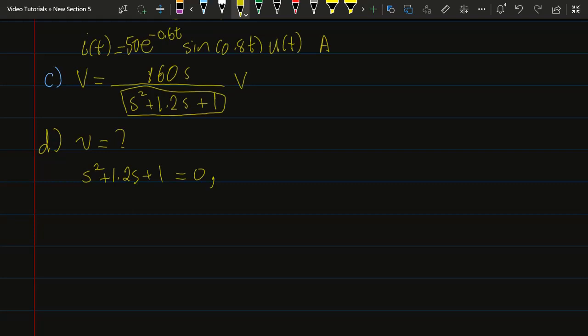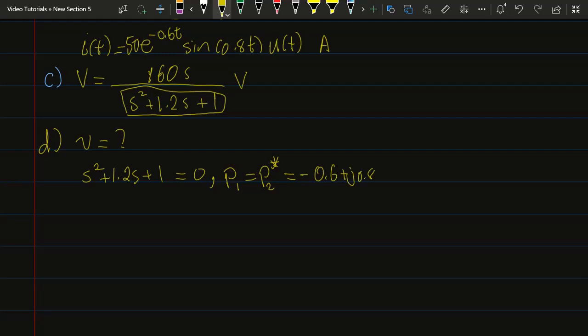So using a calculator, I will find P1 and P2, and of course I know that P1 is equal to P2 conjugate, so I can find one of them, and the other one I can easily find by finding the conjugate. Now using your calculator, you will find that P1 is equal to minus 0.6 plus j 0.8.